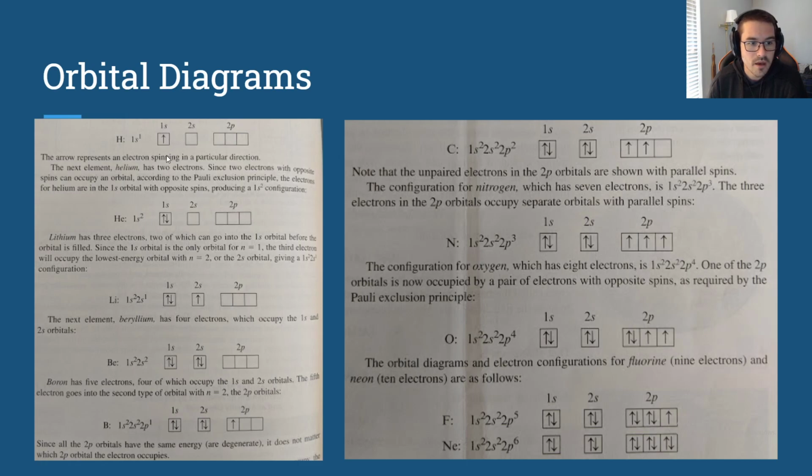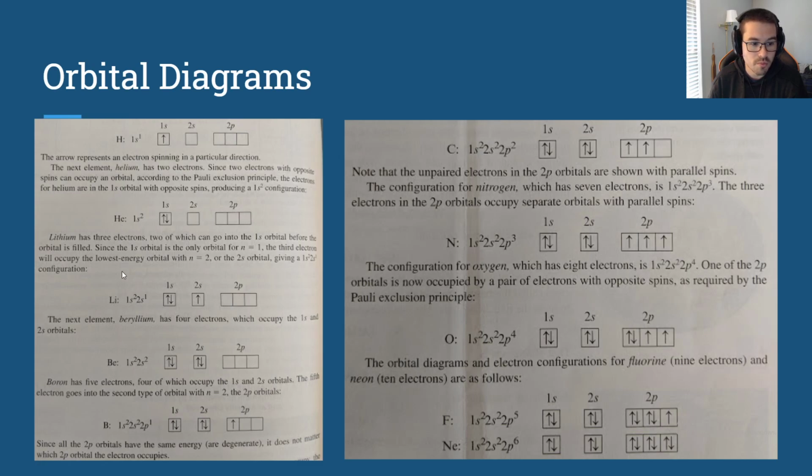The Pauli exclusion principle, as you can read right here, says that you can't have two electrons in the same orbital with the same spin. So you can't have two up arrows in the same box, you can't have two down arrows in the same box. If you're going to have two electrons in the same orbital, in the same box, they must have different spin.